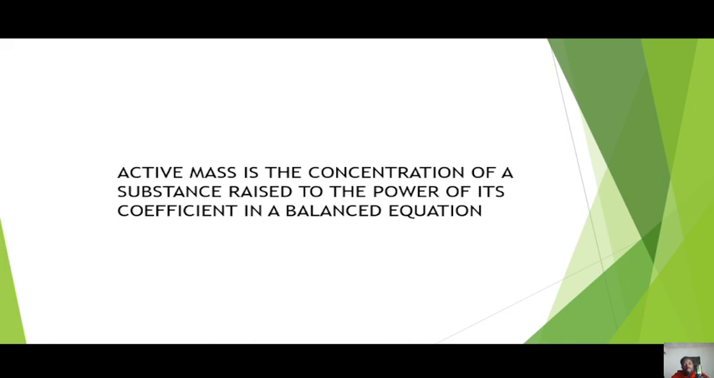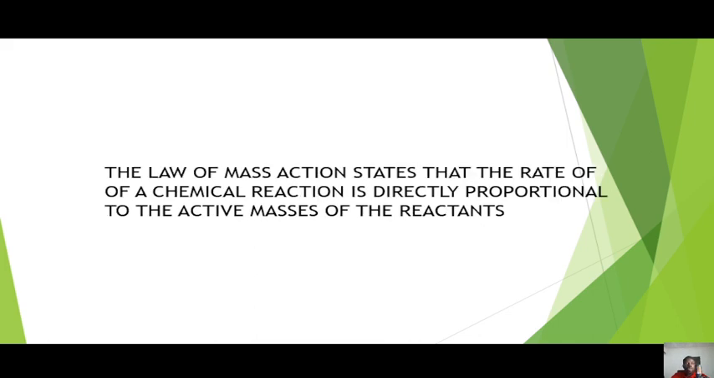Having understood the active masses of a substance, the next thing we are going to discuss is the law of mass action. Why? Because, as I said, in describing or understanding equilibrium constants, there are 2 laws that are very important. One of them is the law of mass action. And what does the law of mass action state? The law of mass action states that the rate of a chemical reaction is directly proportional to the active masses of the reactants, not of the products, but of the reactants. So please do not make that mistake of misplacing the 2 of them.